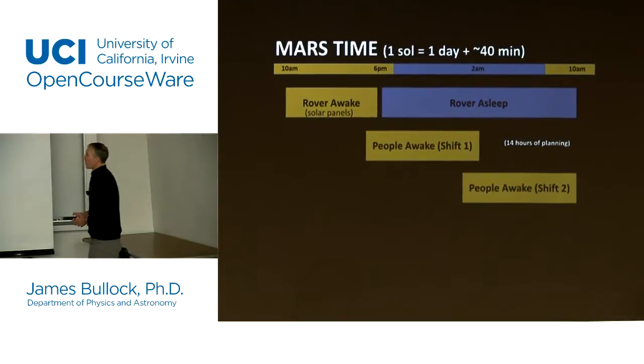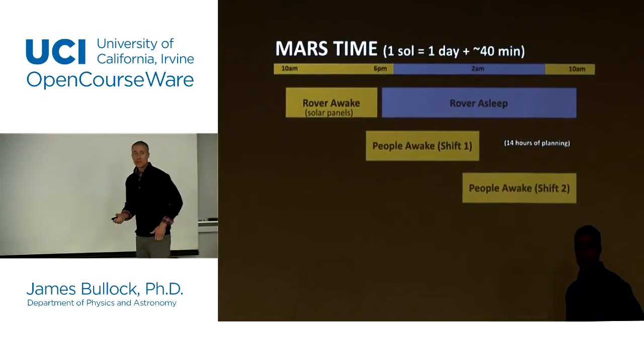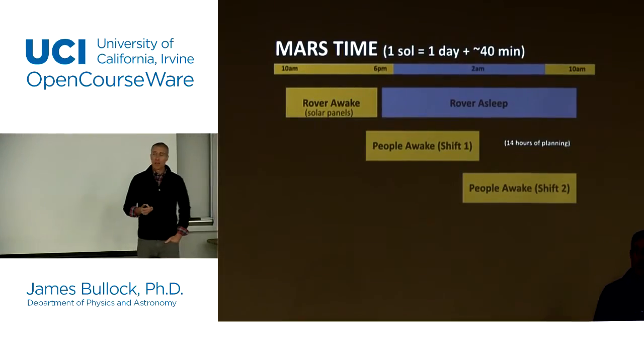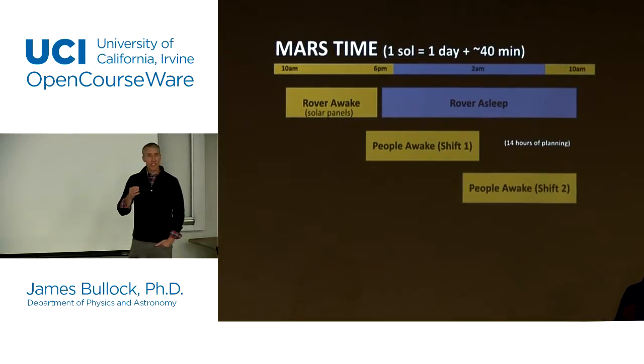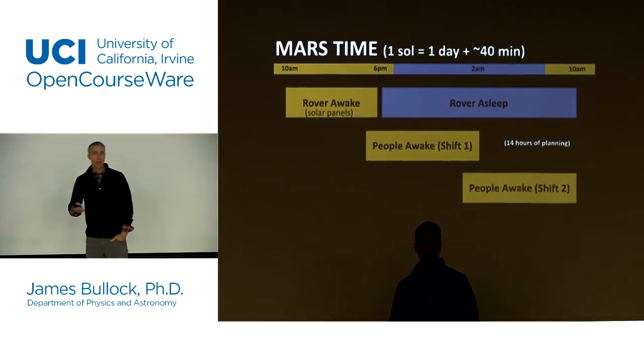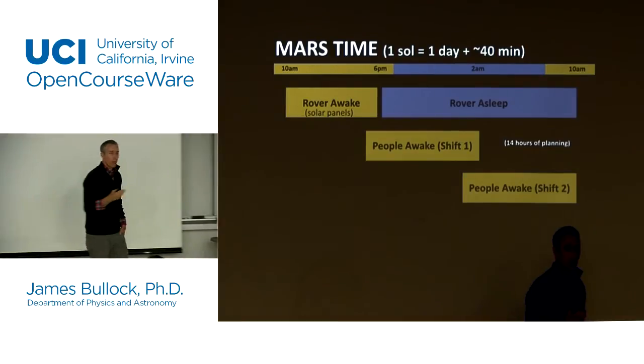It's kind of interesting to think about what these people do when they're studying Mars. So they want to use all the time they possibly can. Now the rover is awake during the day. It roams around during the day, and that's because it gets some of its power from solar panels. So it wants to do things when the sun is out.